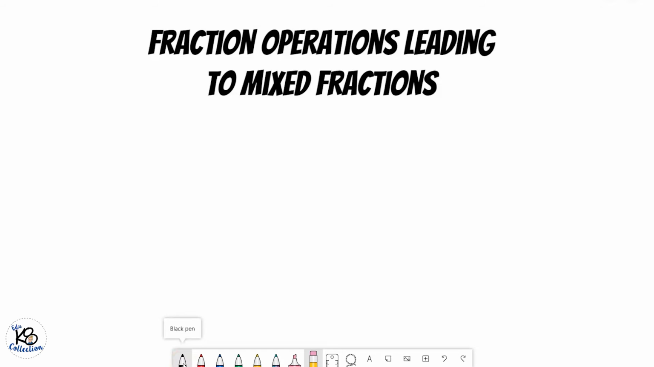Fraction operations leading to mixed fractions. So at this point, you should know how to add, subtract, multiply, and divide fractions. If you don't, I have videos on all of these back on my YouTube channel, EduK8 Collection. But really quickly, let me review how to add and subtract fractions.